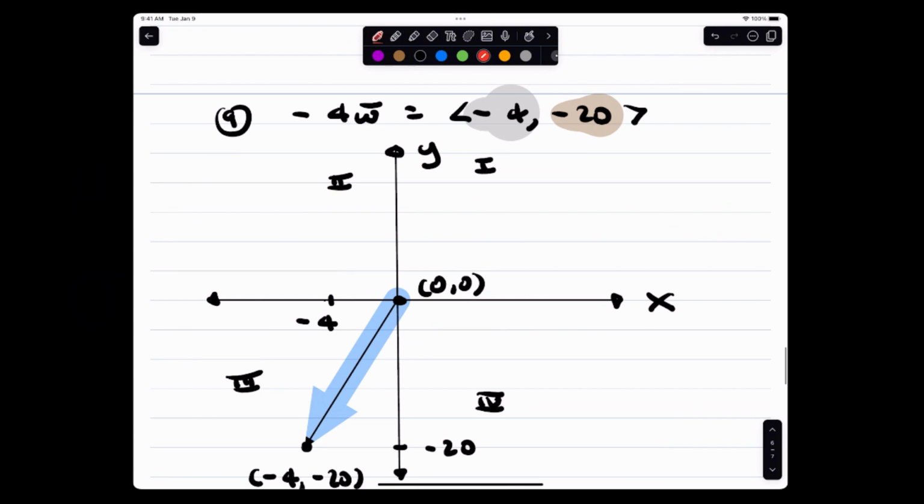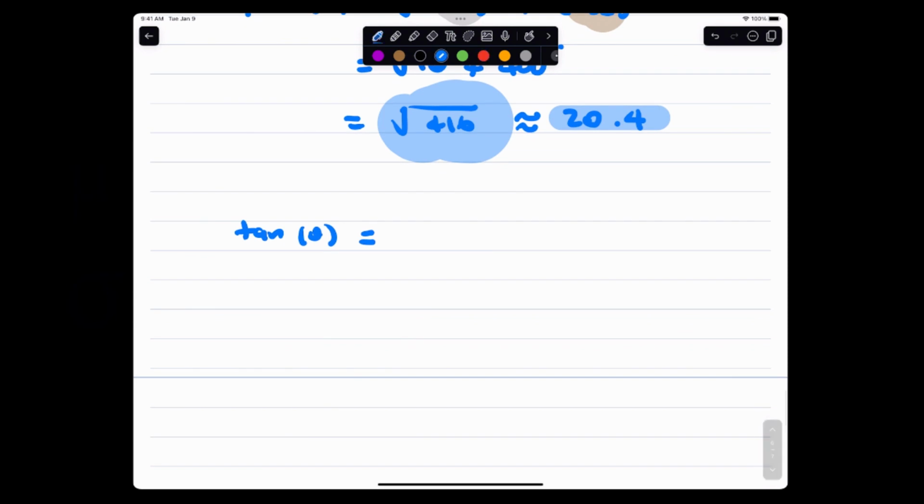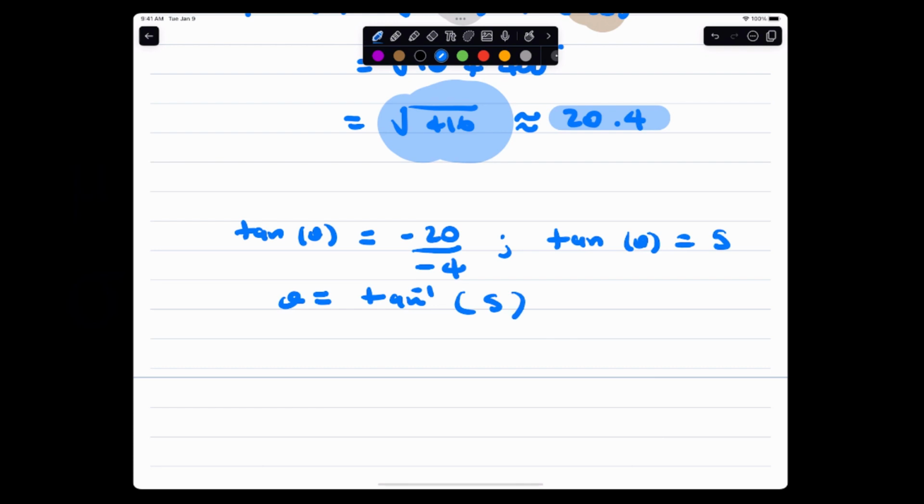Oh, here's going to be our A and B. -20 over -4. Which means tangent theta is +5. Theta is inverse tangent of 5.